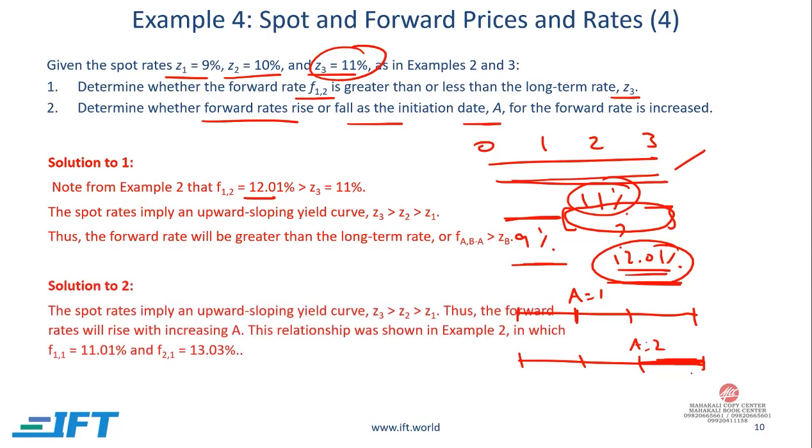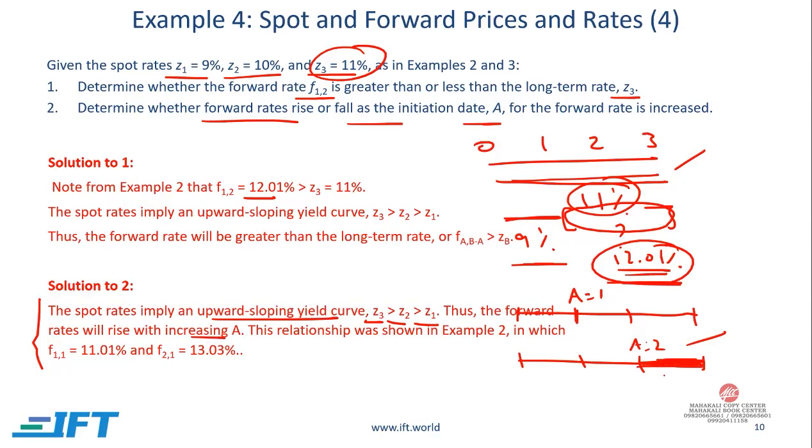The reason is that spot rates are rising. So the 3-year spot rate is higher than the 2-year spot rate. And this will only happen if the forward rates are high. So these forward rates will pull up the spot rates. I'll also read this for you. The spot rates imply an upward sloping yield curve, which means that the longer term rate Z3 is higher than Z2, which is higher than Z1. Thus, the forward rates will rise with increasing A.